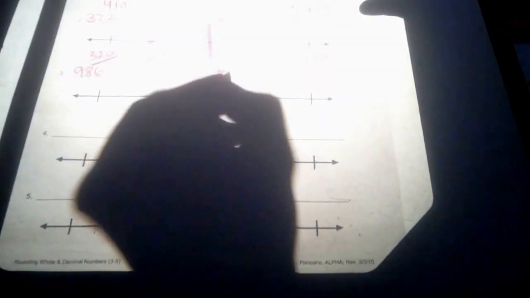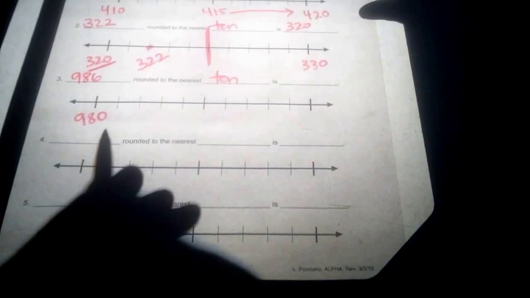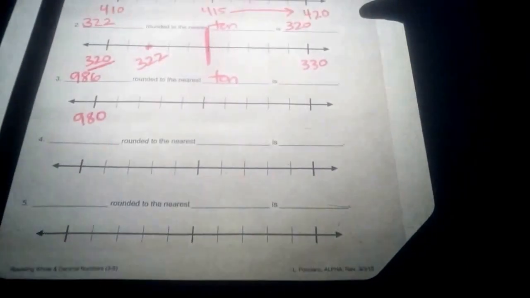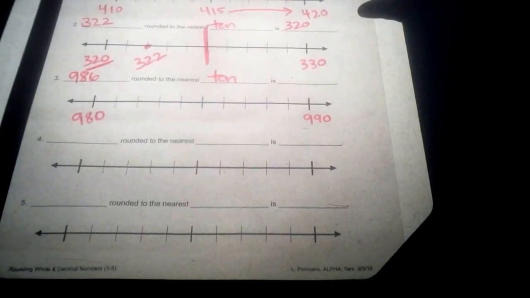Okay, and then I'm going to give you one more example. Let's say we have 986 rounded to the nearest 10. The left-hand side would be 980. We always stay in the place value that we're in. We're not going to go 970, 960. So we're going to keep that 8. And then this would go to 990. And then where would it fall on our number line?